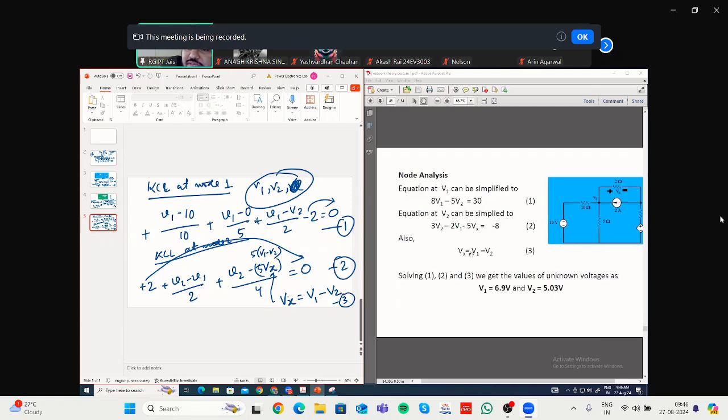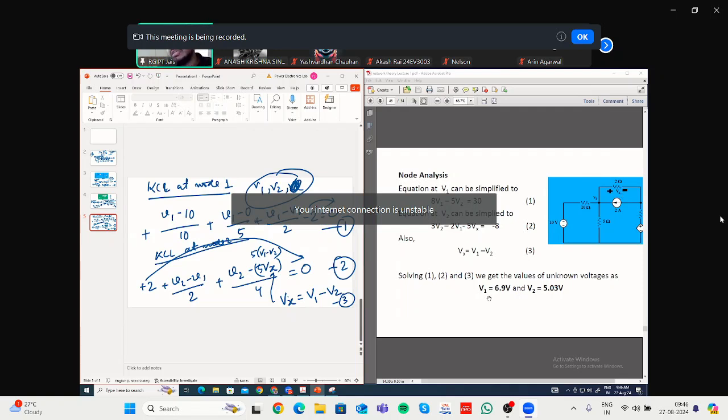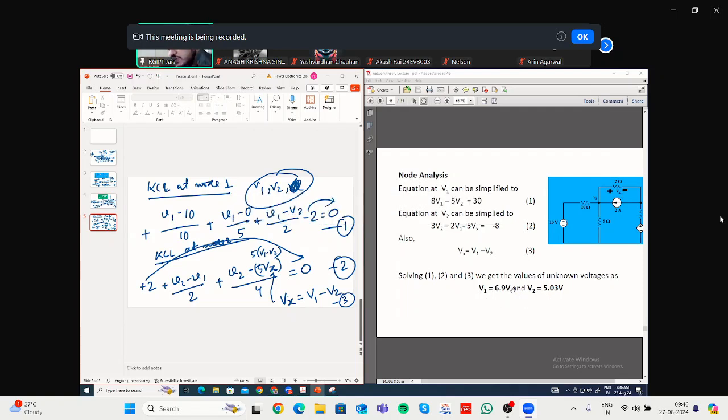Okay. Now Vx is equal to V1 minus V2 based on the sign that is given to you. Now, two equations, two unknowns, you will be able to solve for V1 and V2.